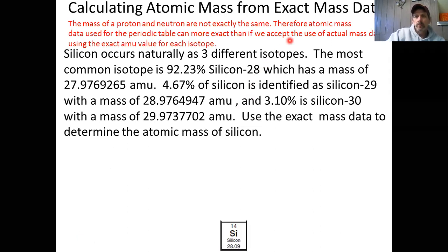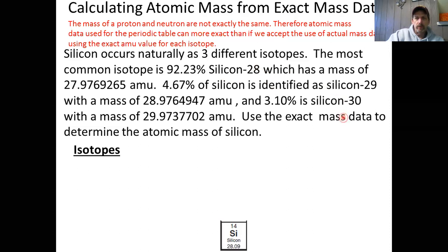So this particular example says the mass of a proton and neutron, they're not exactly the same. So what we're going to do is use exact mass data, which scientists have access to. We're not going to use the mass number. We're going to use an exact mass value in atomic mass units. So we're going to read carefully, and we're going to do the same thing we did before. So let me show you. We read the words. The most common isotope of silicon is silicon 28. So this says there's 3 isotopes, silicon 28, 29, and 30.